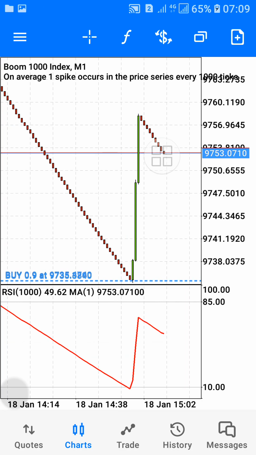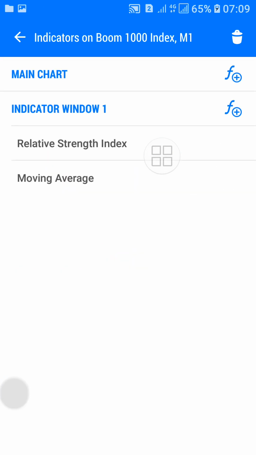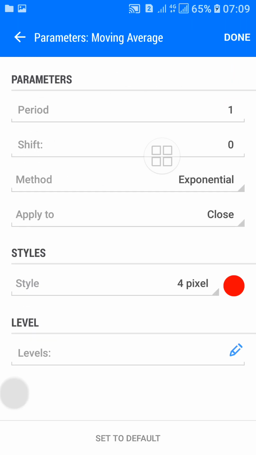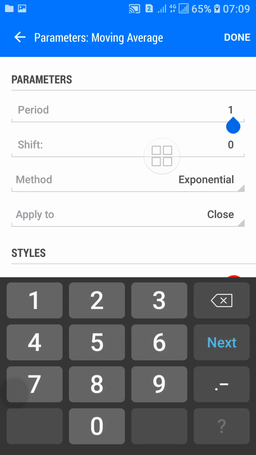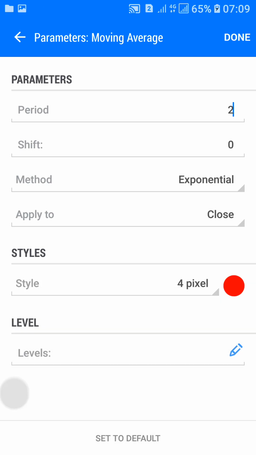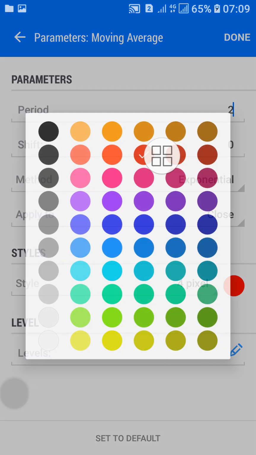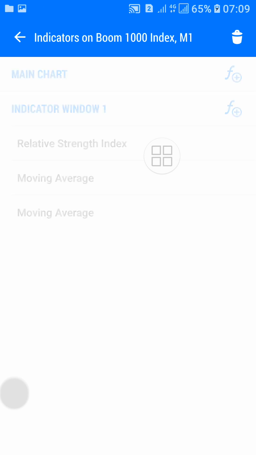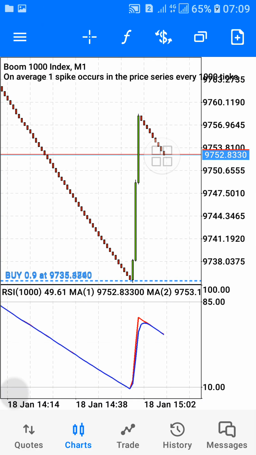For the next indicator, I'm still using a moving average, but this time the period will be 2. Every other thing should be the same. Then you can change the style and color to any color of your choice. I'm going to be using blue here. So I'm done with this, all right.